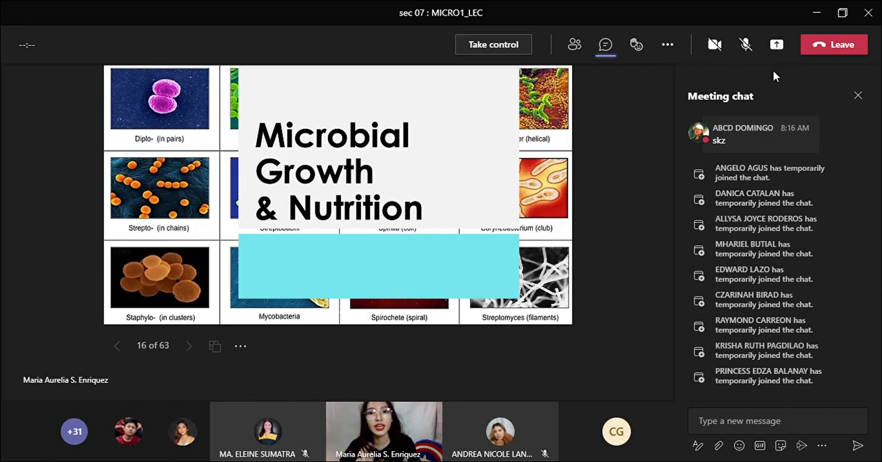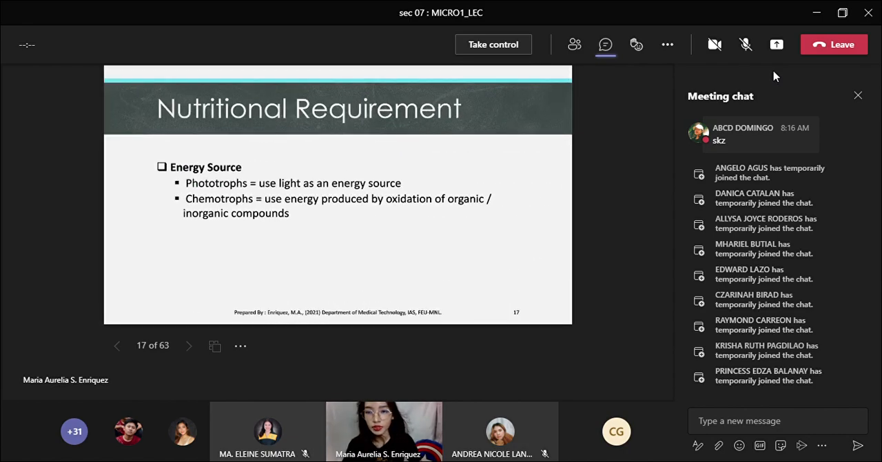Alright, let us proceed with microbial growth and nutrition. So ano-ano nga ba yung mga favorable environmental conditions ng mga bacteria for them to grow and proliferate? Okay, so for some bacteria, their source of energy may be light. So para silang mga halaman, no? They use light as an energy source, and ang tawag po natin sa kanila ay phototrophs.